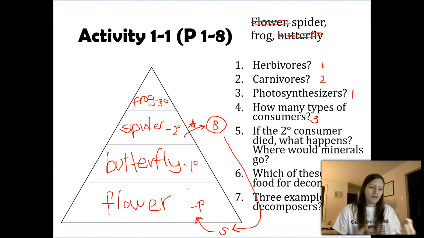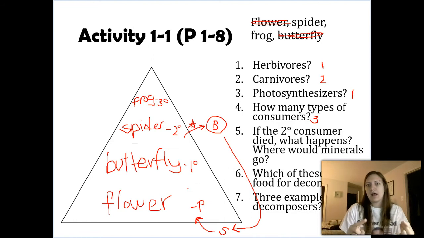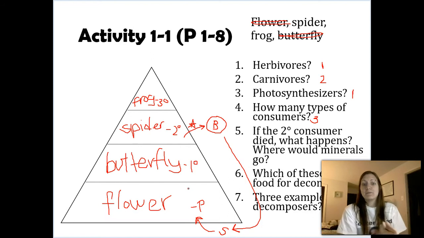Vultures don't care if they're eating a deer or a cow or a wolf. They don't care. It's dead. So decomposers act on any level of the trophic pyramid.